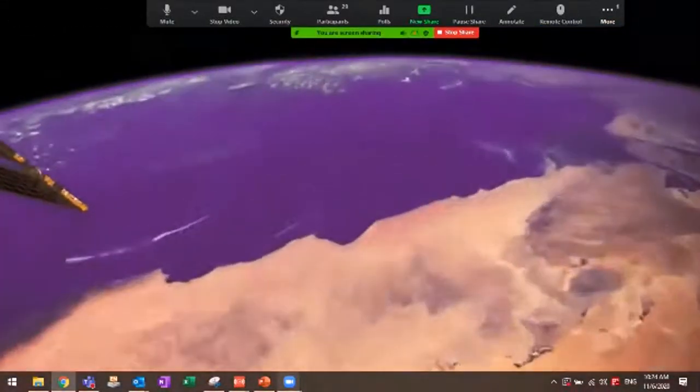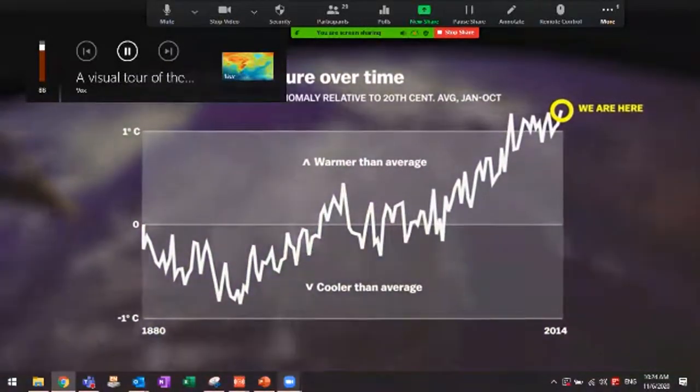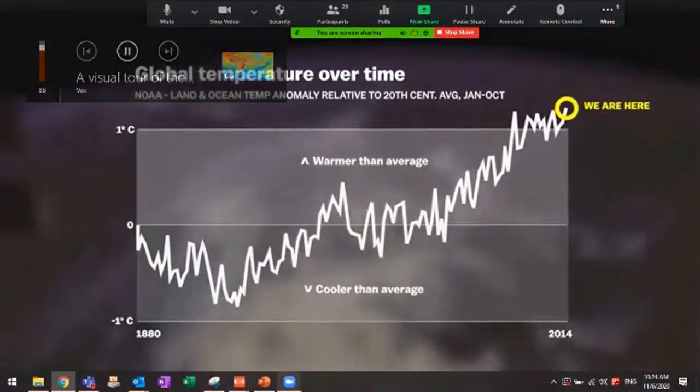2014 is shaping up to be the warmest year ever recorded for planet Earth.